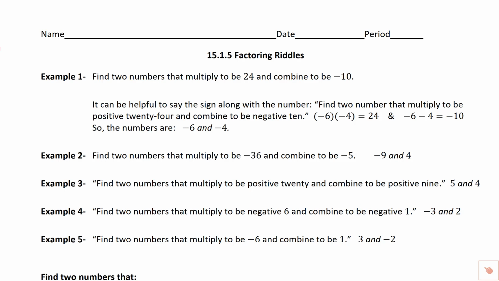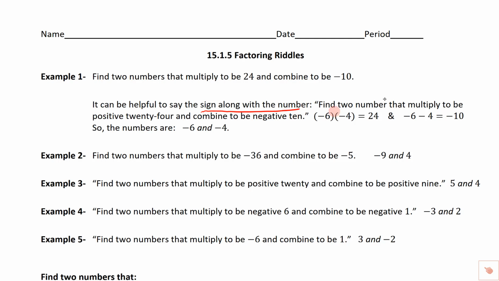So let's take a look at example 1. It says find two numbers that multiply to be positive 24 and combine to be negative 10. Now, you'll notice that I wrote down here, it can be really helpful to say the sign along with the number. So I'm going to say this again just like I said it before.